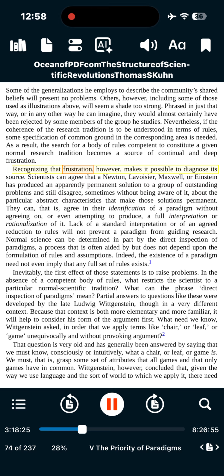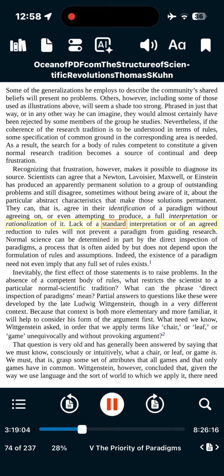Recognizing that frustration, however, makes it possible to diagnose its source. Scientists can agree that a Newton, Lavoisier, Maxwell, or Einstein has produced an apparently permanent solution to a group of outstanding problems and still disagree, sometimes without being aware of it, about the particular abstract characteristics that make those solutions permanent. They can, that is, agree in their identification of a paradigm without agreeing on, or even attempting to produce, a full interpretation or rationalization of it.